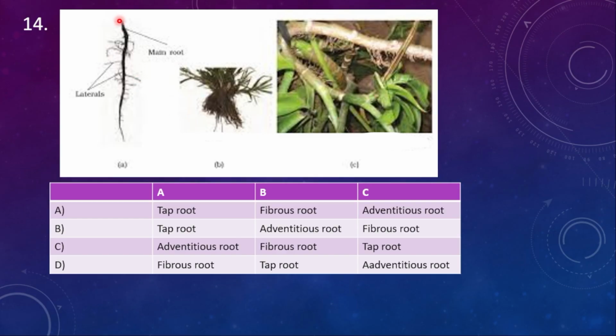Taproot, there will be a main primary root. Primary root will give secondary branches. Secondary will give fine tertiary roots. Such kind of roots are said to be what? Taproot. If a bunch of roots are arising, then it is said to be fibrous. If the root arises from other than the radicle part, then it is said to be adventitious root. So option A is correct here.